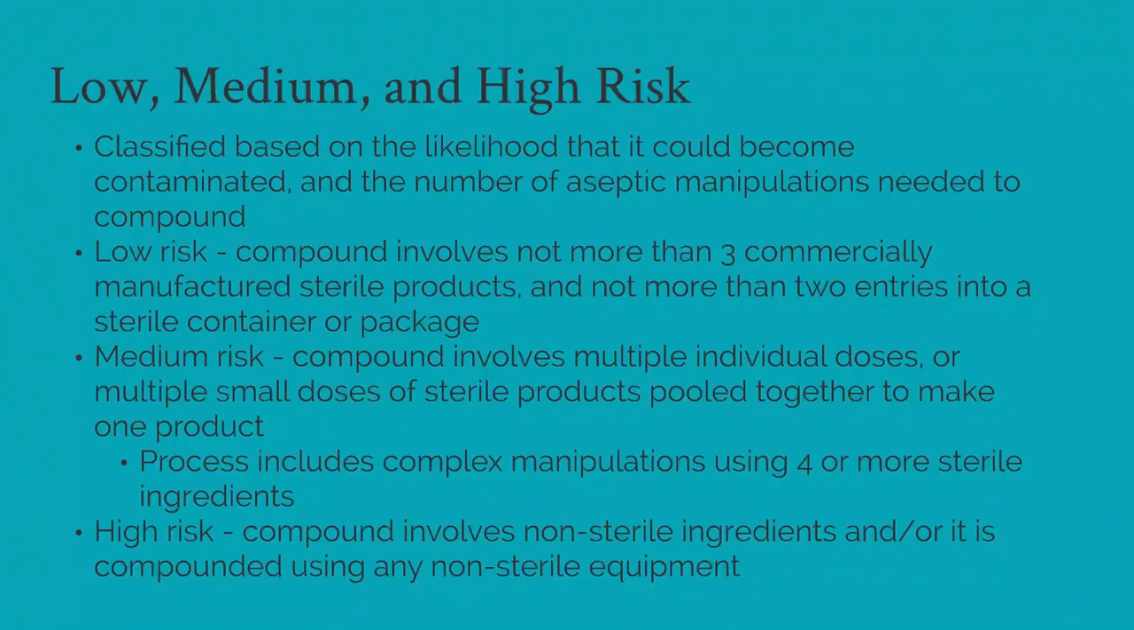Medium risk compounds, on the other hand, are compounds that involve multiple individual doses or multiple small doses of sterile products pulled together to make one product. So the process includes complex manipulations using 4 or more sterile ingredients. Finally, we have high risk, which is a compound that involves non-sterile ingredients and/or is compounded using any non-sterile equipment. So this is when you're incorporating non-sterile things, meaning the compound's going to ultimately have to be sterilized.